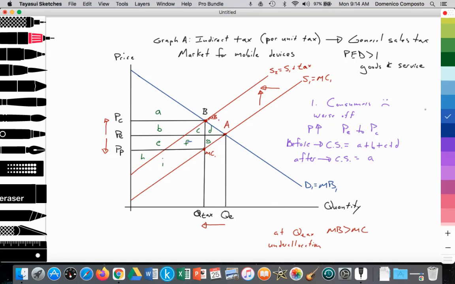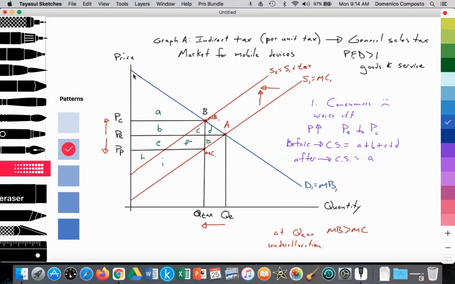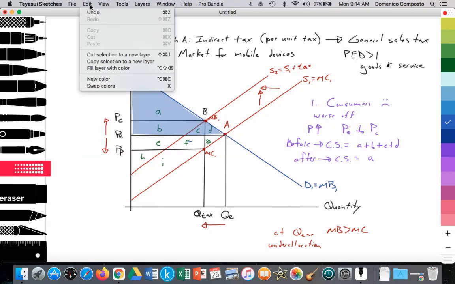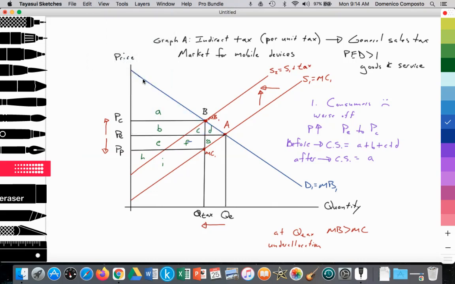Okay, again, to illustrate that, consumer surplus before is right here. We follow the demand curve up to the equilibrium price, and then when the tax is applied, we follow the demand curve to the new price paid by the consumer, and we see that the consumer surplus has been reduced. So the consumer is clearly worse off.